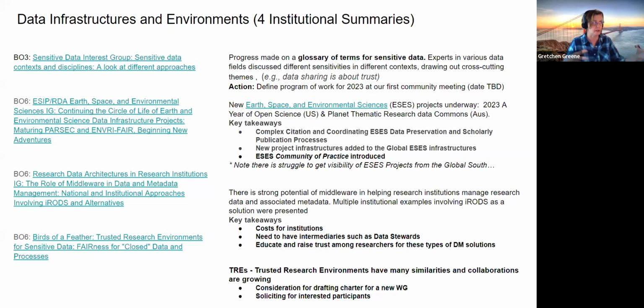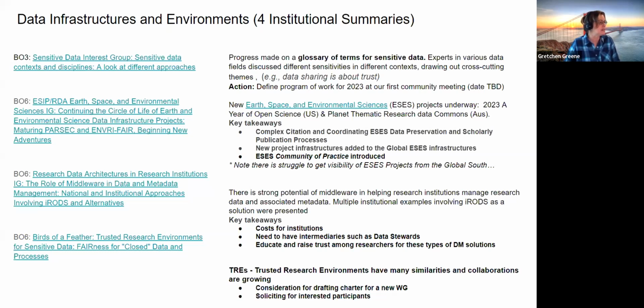There is so much activity going on in this area that they're considering whether this is ripe for a community of practice. It overlaps with a lot of different aspects of both RDA and some other regional group activities. And there's also some effort and struggle where they're trying to get visibility of those projects from the global South. So how do they pull some new participation into that area?